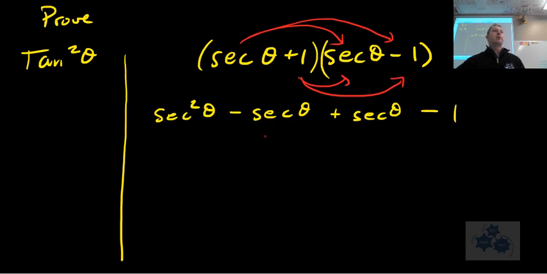What do you see here? What should I do next? Yeah, secant. We have a negative secant theta and a positive secant theta, so those cancel right out. Do you have to show this step in between? Yeah. So the striking out of the secants here?